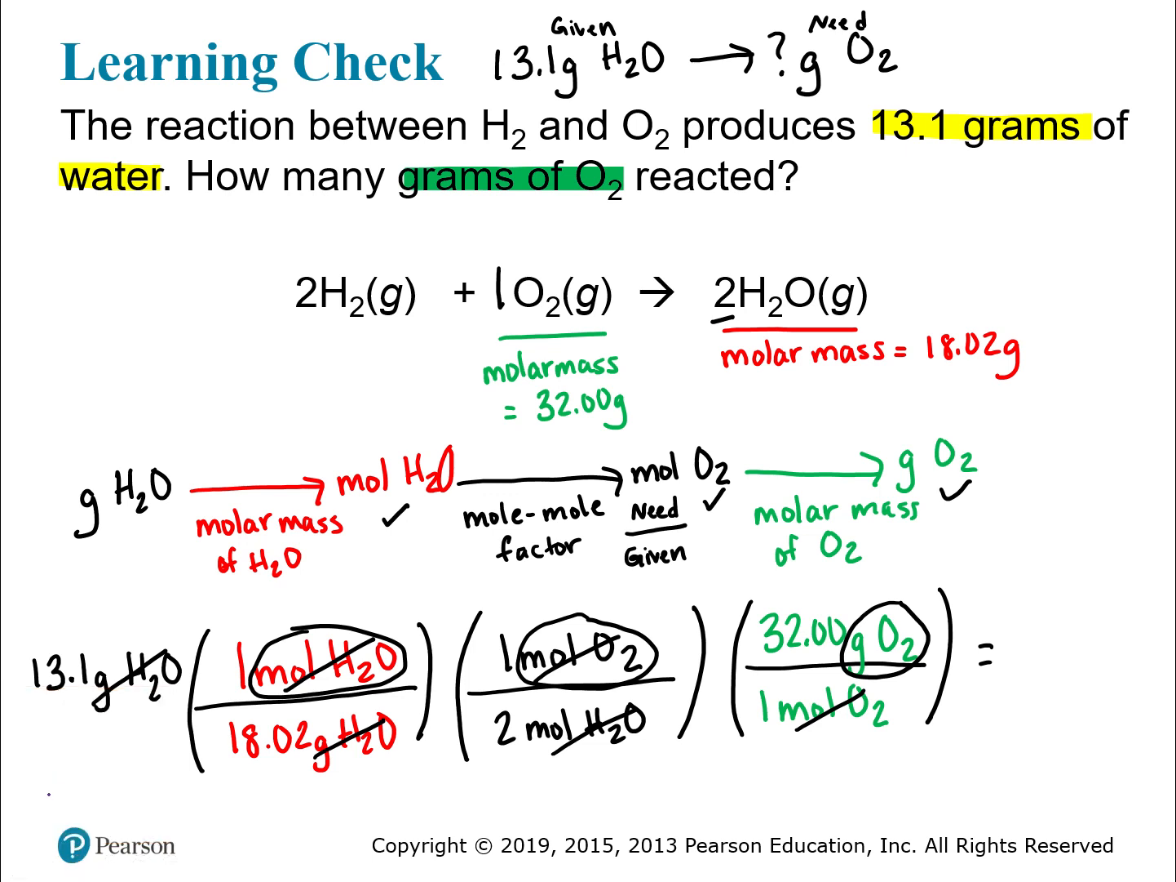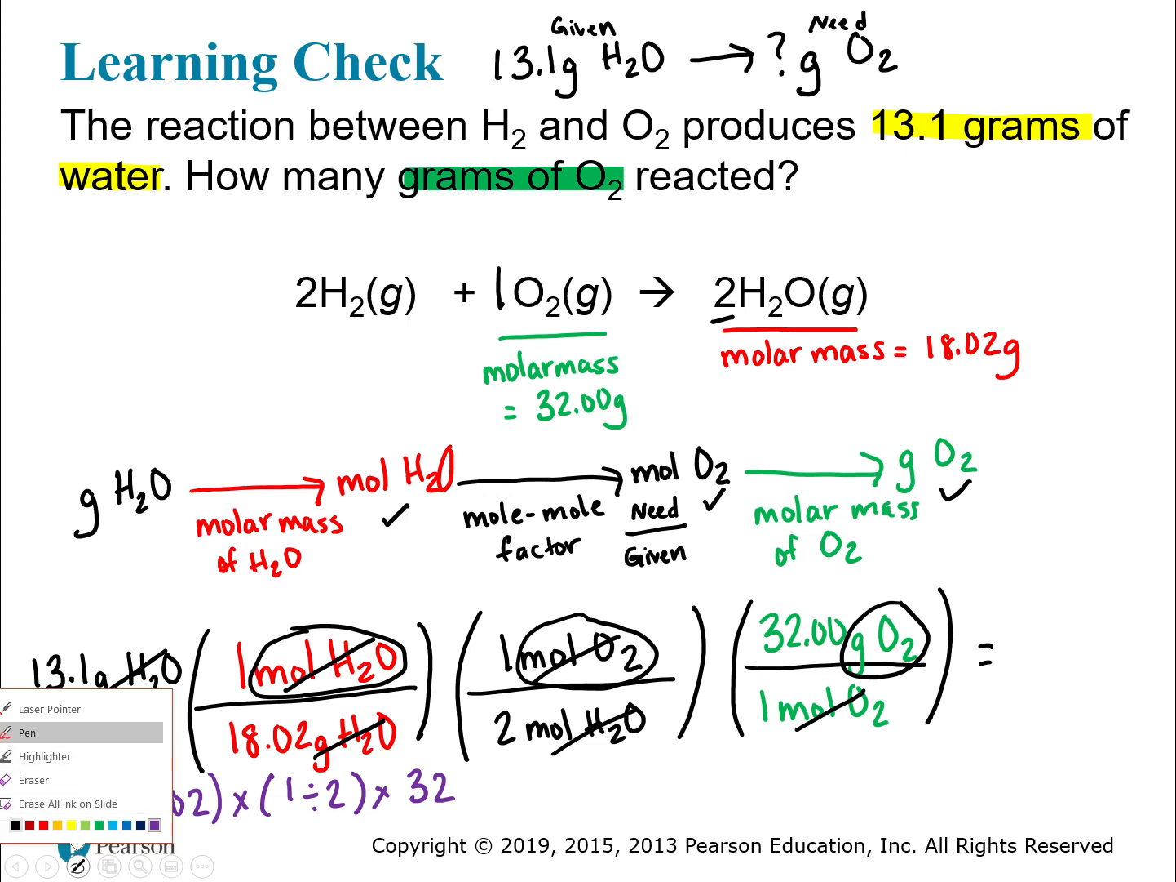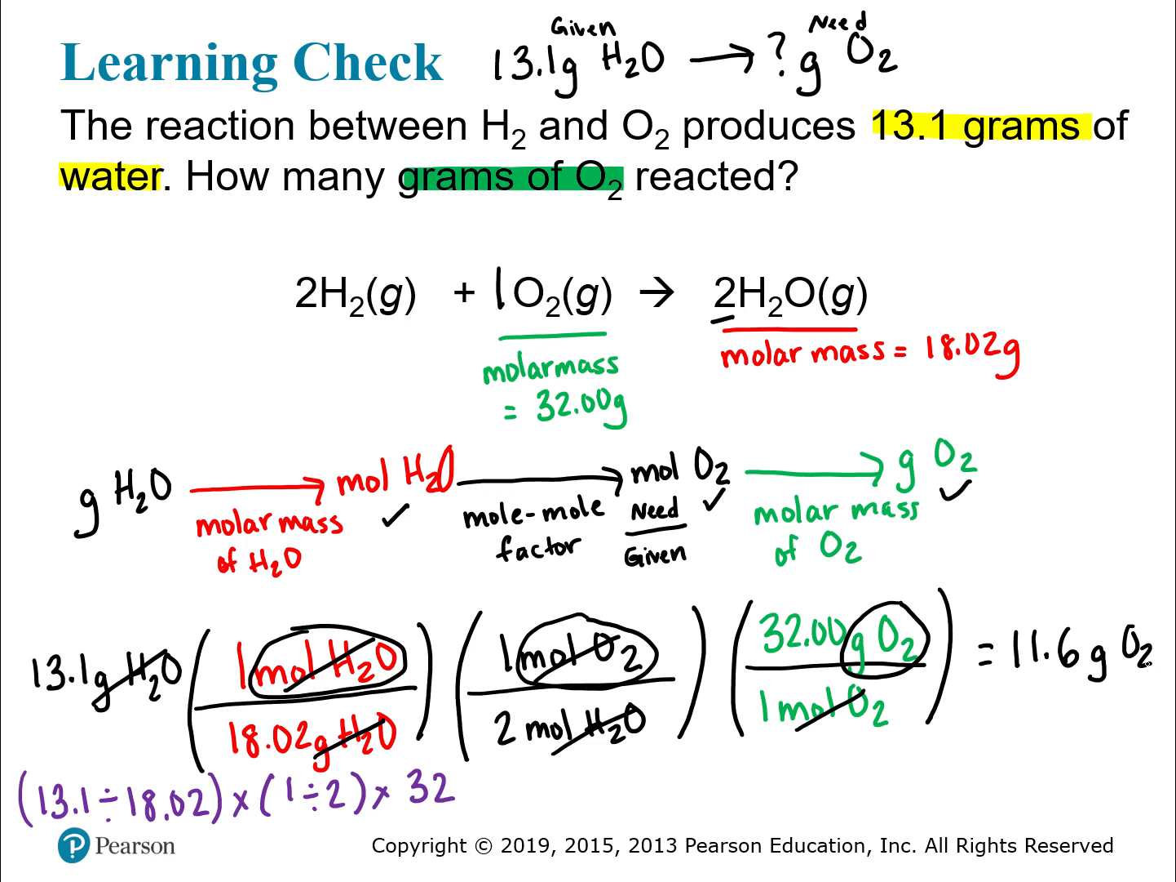In your calculator, 13.1 divided by 18.02 times 1 divided by 2 times 32. With sig figs, which we need 3 of them, you should get 11.6 grams of oxygen gas.